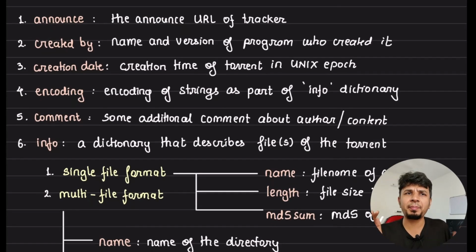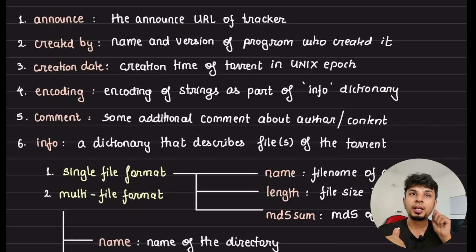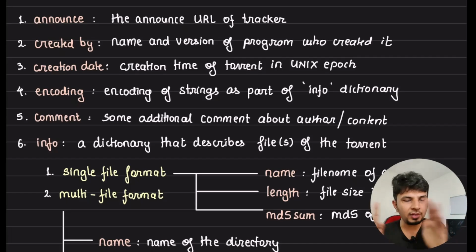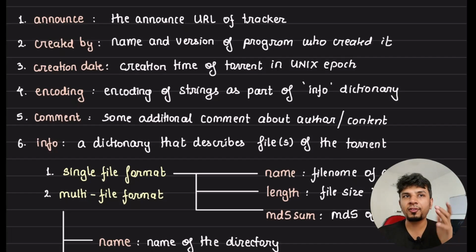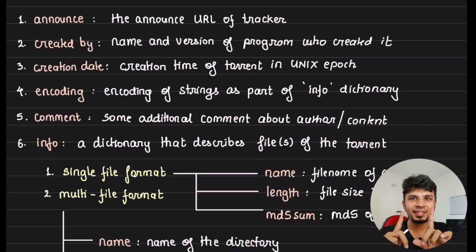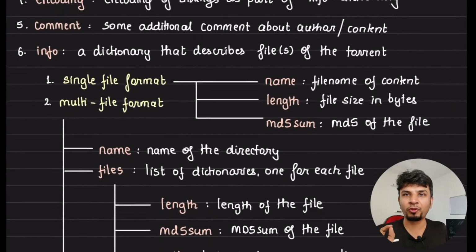Second is meta info, like created by, which program created it, and creation date, as in when this torrent was created. Then encoding is the encoding of the strings. By default it's UTF-8, but if there is some other format you can have it. Then comment is just a description about it. Then comes a very important piece of information called info.